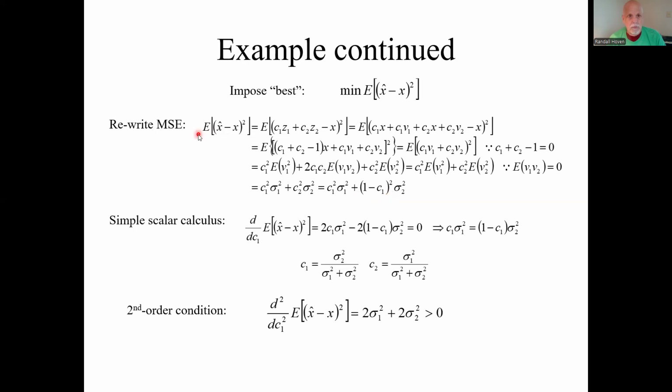So take the derivative of that with respect to our parameter C sub 1. Get that simplified a little bit, and now you can solve for C1. And once you solve for C1, we get C2. They're related to each other. And you can check the second order condition. It is strictly positive, so we indeed found a minimum.